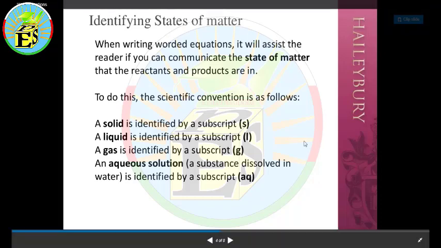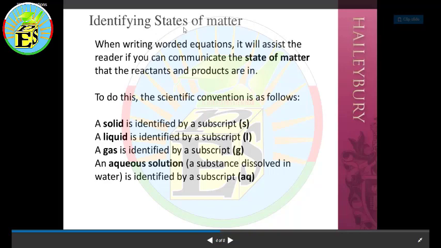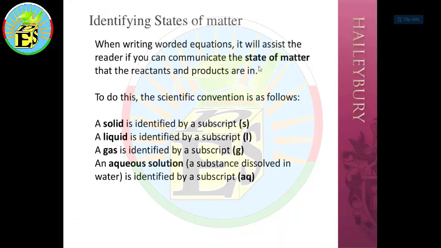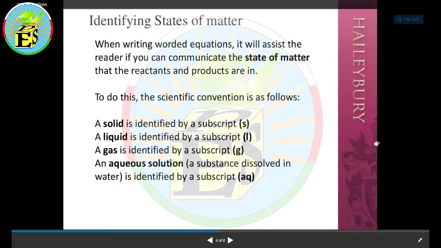Next step, what we have to do while we are writing a word equation for the chemical reaction is to identify states of matter. When writing a word equation, it will assist the reader if you can communicate the states of matter. For example, we write the names of reactants here, magnesium plus copper, but here we don't know what the state of magnesium is. Is it a solid, a gas, or a liquid? And same with the copper, we don't know if it is a solid, liquid, or gas. So for convenience, we must put the symbols of the state with the reactants and the products. So it will help us to understand which form of magnesium, either solid magnesium, liquid magnesium, or magnesium gas.